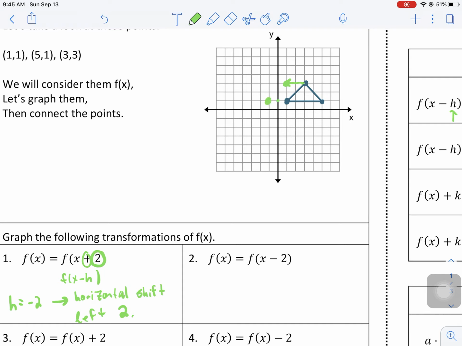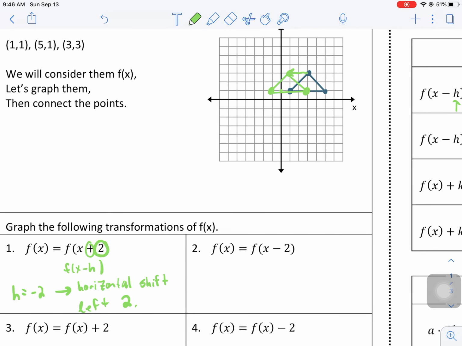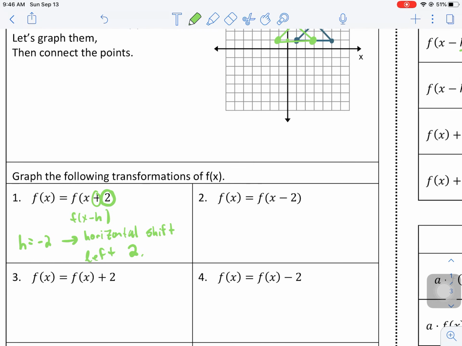So it would be here, 1, 2 would put us here, 1, 2 would put us here. So then now our new graph is right here. Okay, so that's a horizontal shift. It's physically just sliding the points to the left 2.